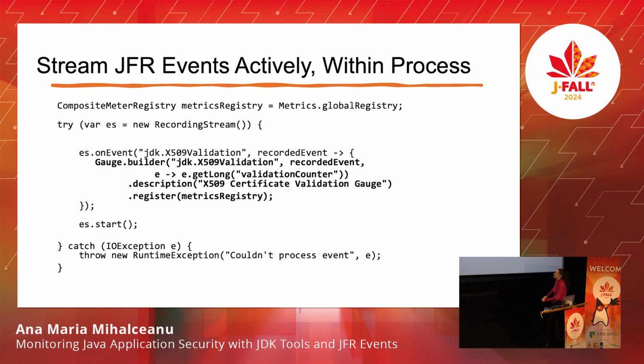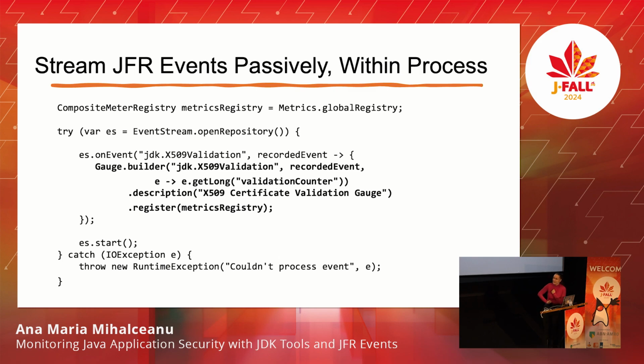Third one, streaming JFR events actively. This means actively, but in the process, so the same application where those events occur. There you're doing a new recording stream, and when you capture an event, you build a metric for that event, like in this case of Gauge, and you ship that to the metrics registry of your choice, Prometheus, or whatever you have connected to your application. And the fourth one, finally, streaming JFR events passively within the process.